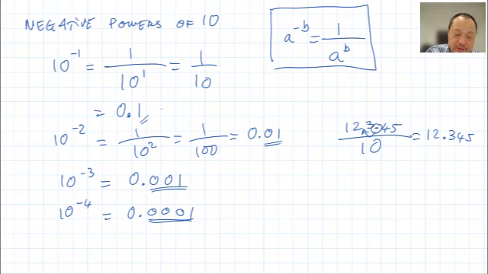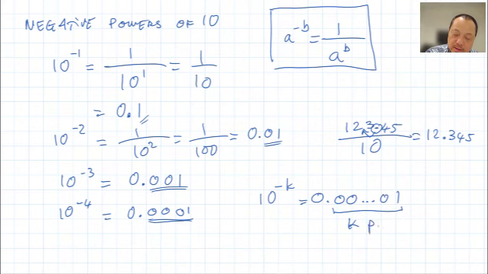10 to negative 1 gets you 1 decimal. 10 to negative 2, you move the decimal point, so 2 decimal places. Move the decimal point again, 3 decimal places, 4 decimal places. So 10 to negative k is 0.00 something 1. K decimal places, counting the 1. So the zeros and the 1. That's how negative powers of 10 work.